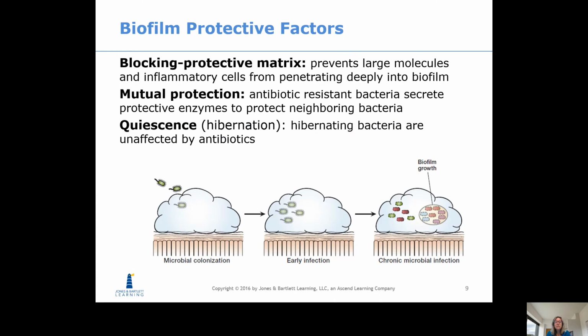So the protective matrix prevents large molecules and inflammatory cells from penetrating deeply into the biofilm. So it shields; it acts as a barrier. And those that don't produce their own matrix, because not all bacteria do, are usually protected by the ones that do. So they produce enough of this external protective matrix to protect the ones that can't protect themselves. In quiescence or hibernation, hibernating bacteria are unaffected by antibiotics.